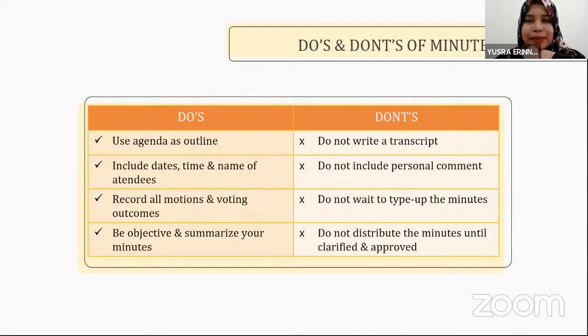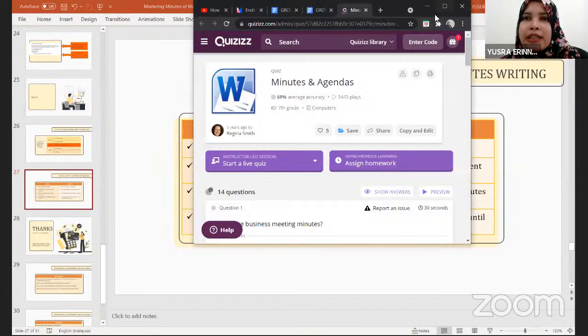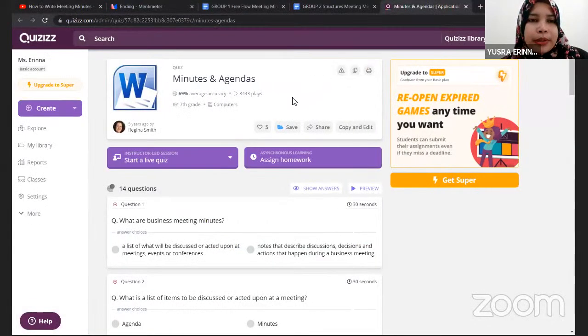And the last one, please do not distribute the minutes until it is clarified and approved, because it's going to breach work ethics, the work code. So you need to make sure that the minutes that you wrote have been approved by your supervisor or your bosses, and then only distribute. So we are going to have one final quiz. I hope that everyone can join this. We have around 16 people.